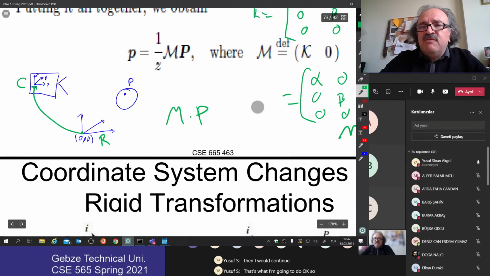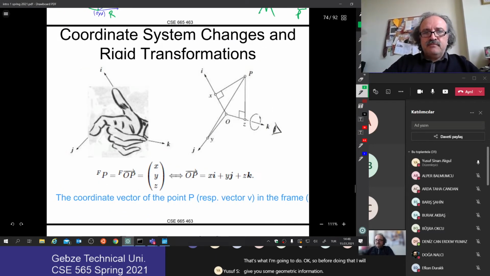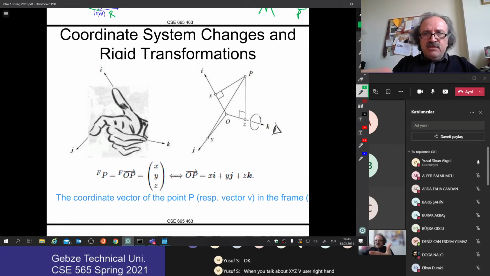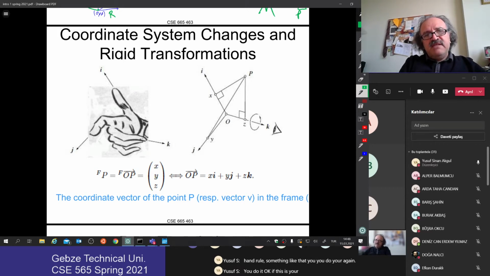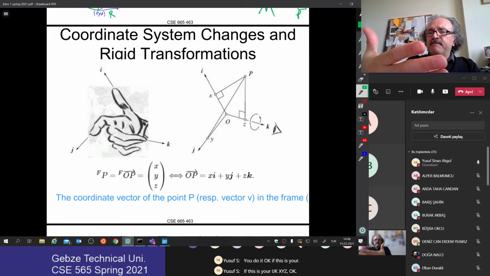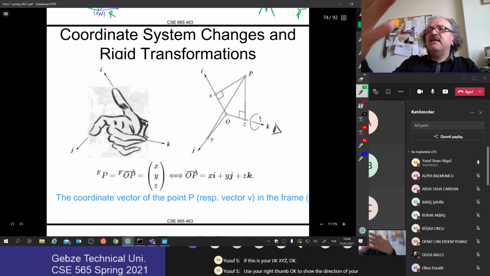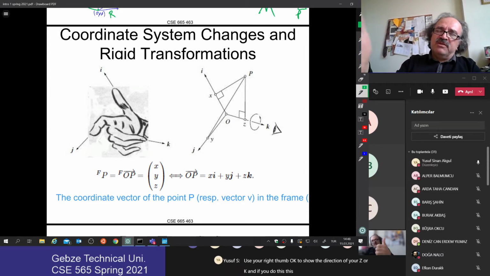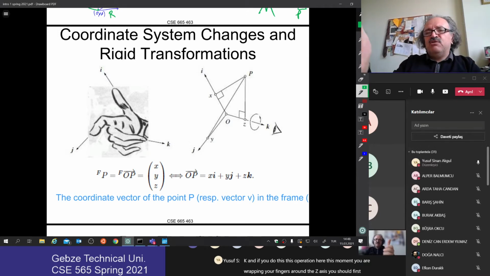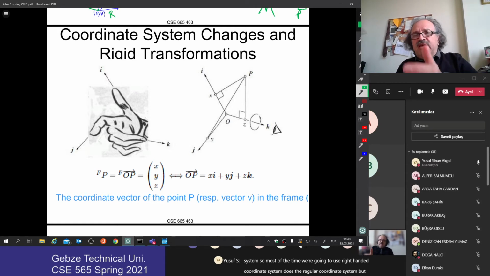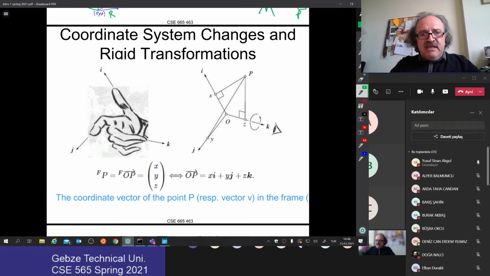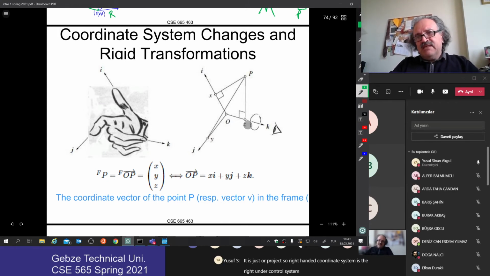Before doing that, I will give you some geometric information. When you talk about XYZ, we use the right hand rule. If this is your I, J, K, X, Y, Z, use your right thumb to show the direction of your Z or K. And if you do this movement, you are wrapping your fingers around this Z-axis. You should first meet X then Y. So you have a right-handed coordinate system. Most of the time we are going to use the right-handed coordinate system. That's the regular coordinate system. But sometimes it happens that you use the left-handed coordinate system. It is just the opposite. So this is a right-handed coordinate system, X, Y, and Z.